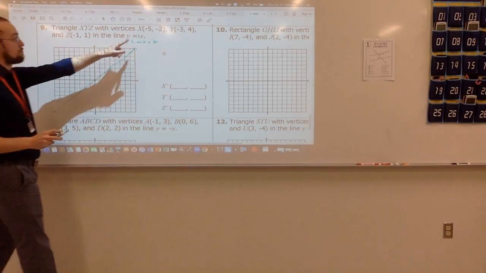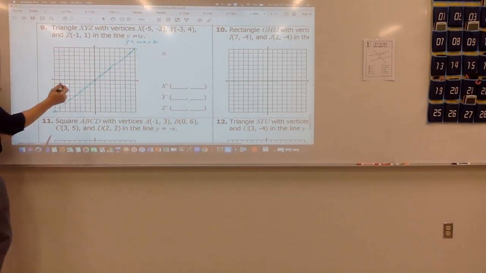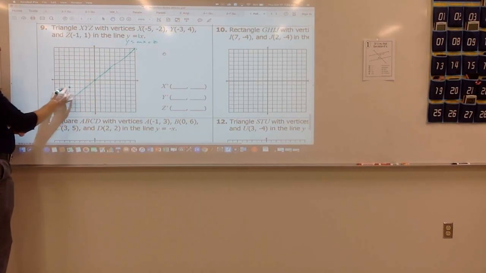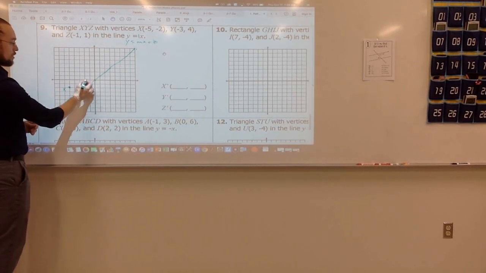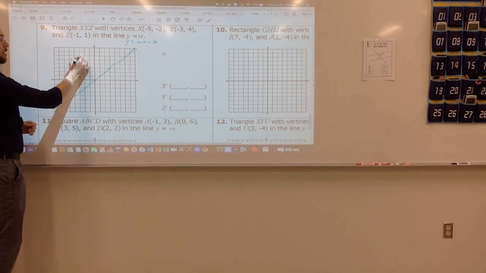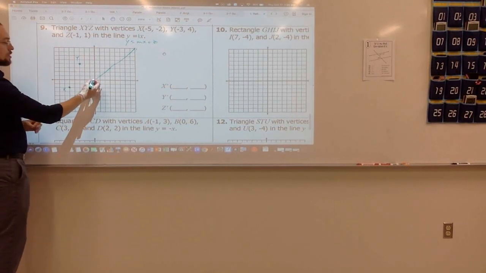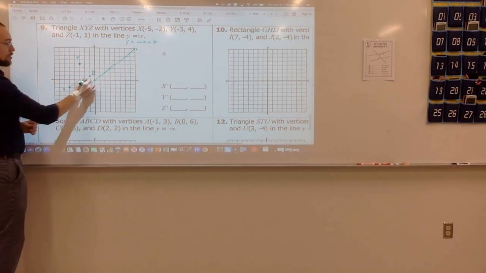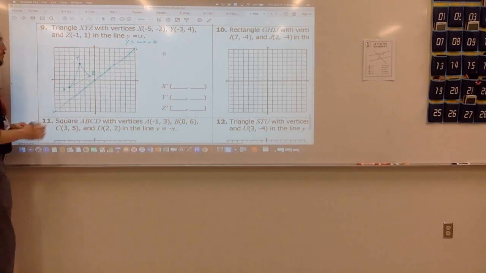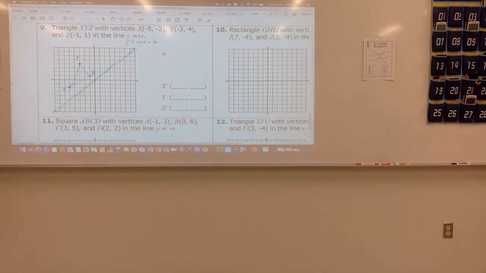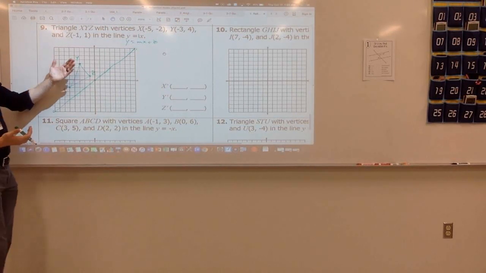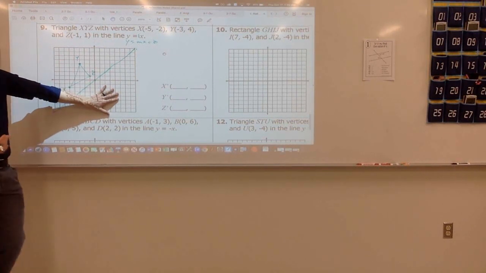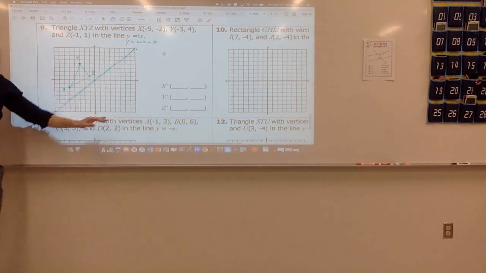So now it says plot these coordinates. x is at -5, 5, y is at -2, -3, 4, and z is at -1, 1. So I want to take this triangle and reflect it across the line y equals x. If we kind of visualize reflecting, it should end up down here somewhere. If I flip it across this line, we're going to end up down here somewhere.